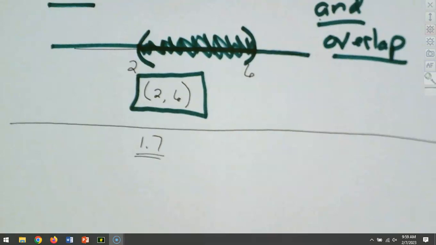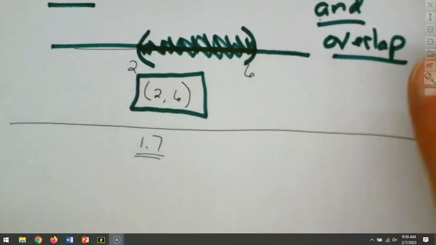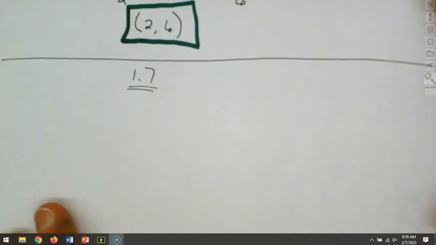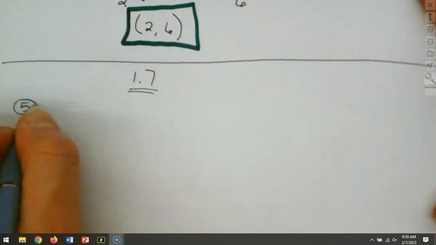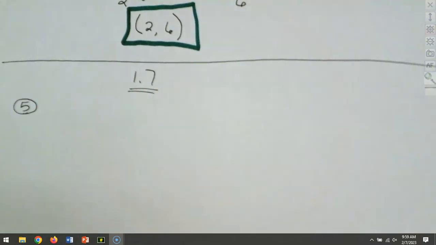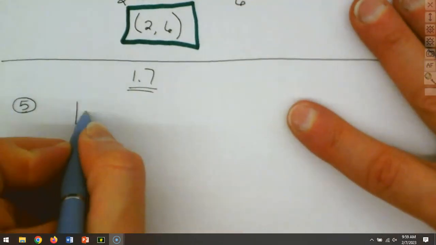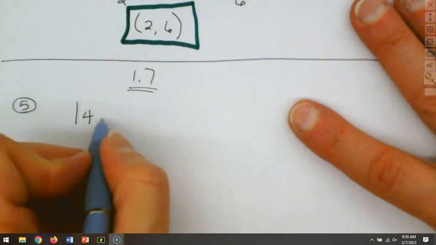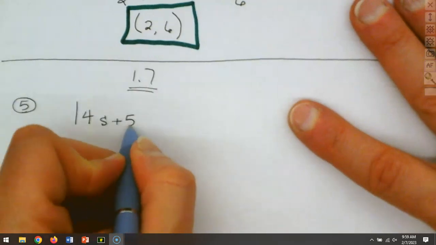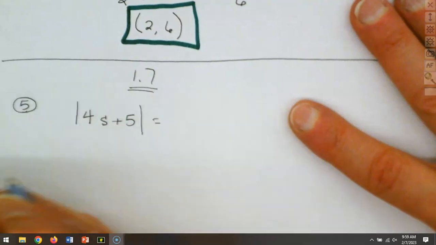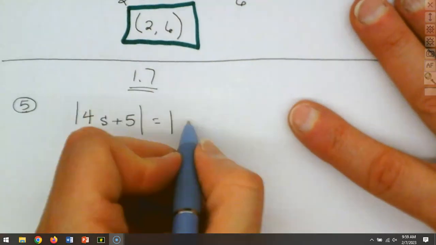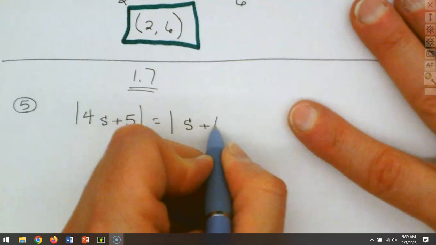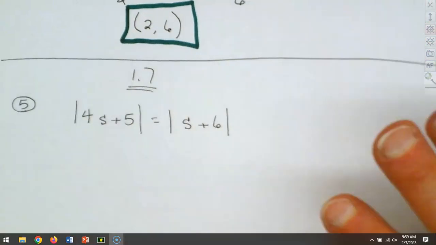So let's now look at 1/7. And I picked some of these out for us to look at, and we can add more to the list if we need to. So we'll begin with question 5. So we've got the absolute value of 4s plus 5 equals the absolute value of s plus 6.